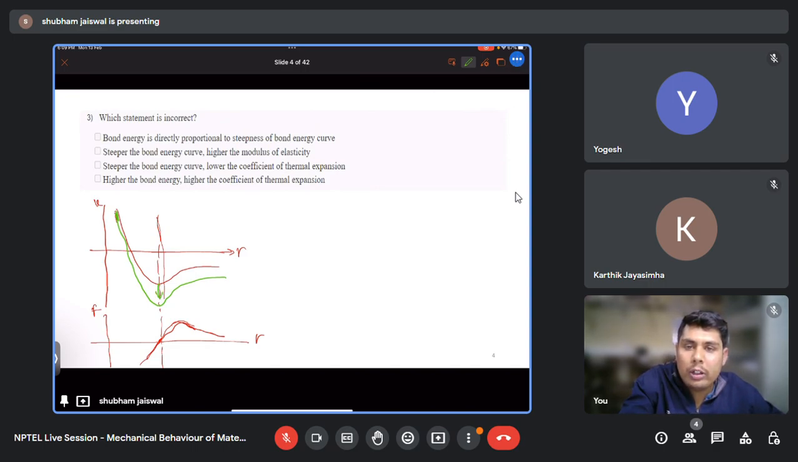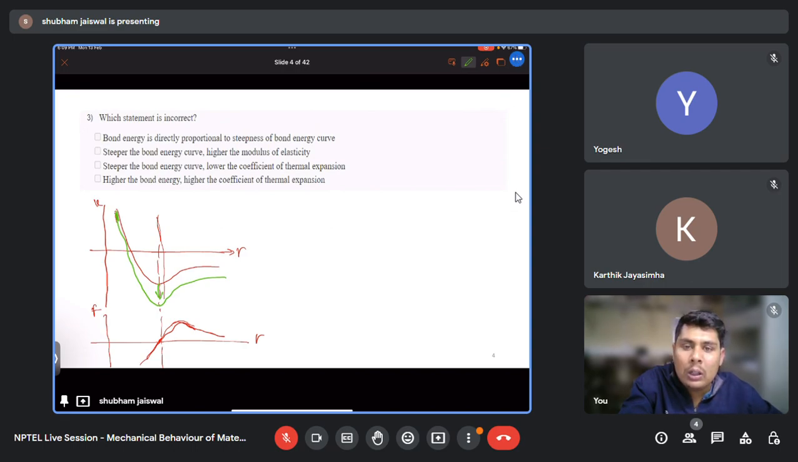Similarly, the second option is: steeper the bond energy curve, higher the modulus of elasticity. We have already seen the modulus of elasticity is nothing but 1 upon r naught times the second derivative of internal energy with respect to the atomic distance, meaning the equilibrium distance. So the steeper the curve, the higher the modulus of elasticity. Similarly, the third option is: steeper the bond energy curve, lower the coefficient of thermal expansion.